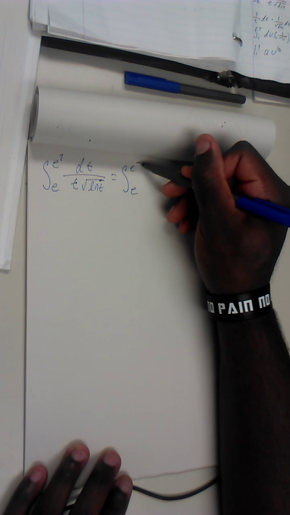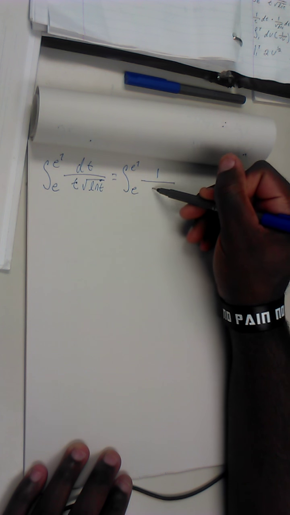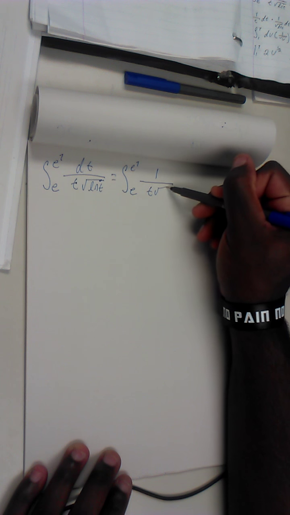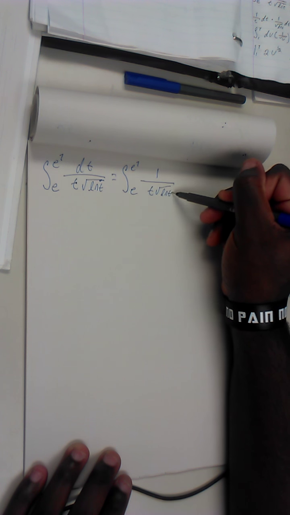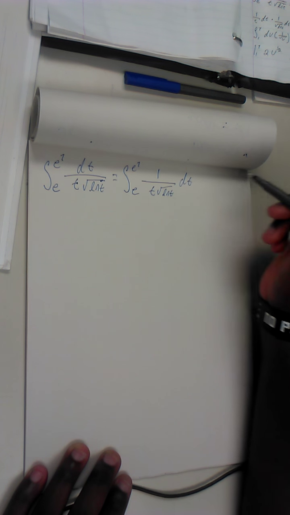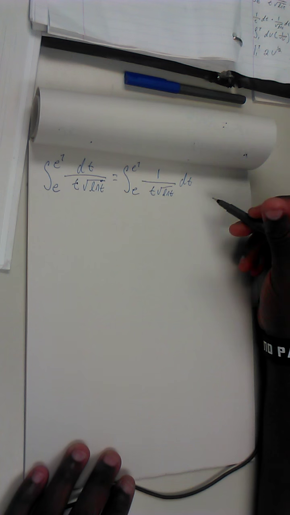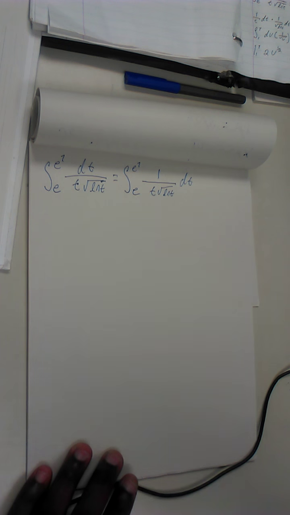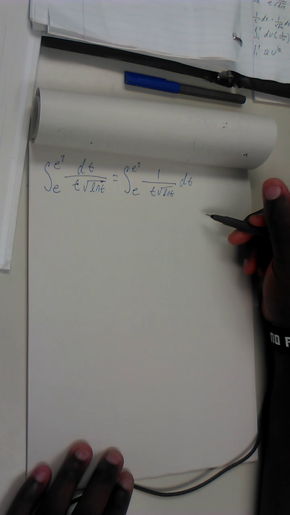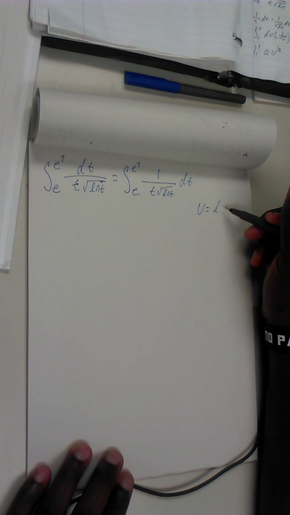Remember, I like to break everything down completely. So 1 over t, to the ln t dt, right? So now we're going to set our u. We're going to set our u equal to ln t.